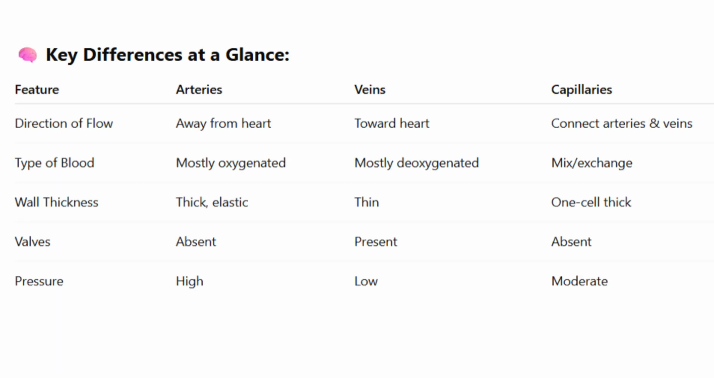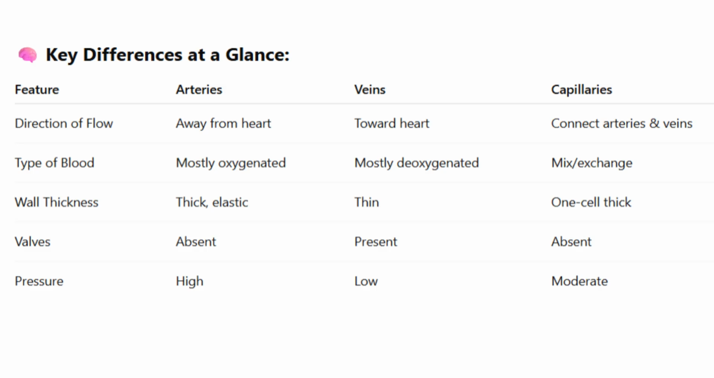Let's now compare the three types of blood vessels: arteries, veins, and capillaries, in a simple table format. Ready? Let's begin. 1. Direction of flow. Arteries carry blood away from the heart. Veins carry blood toward the heart. Capillaries are tiny vessels that connect arteries and veins.